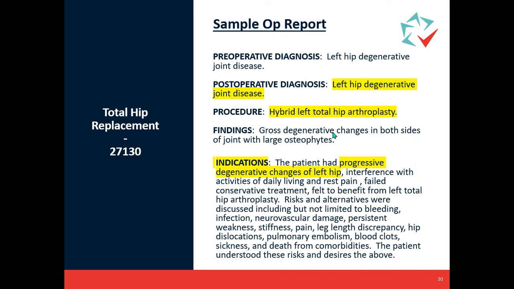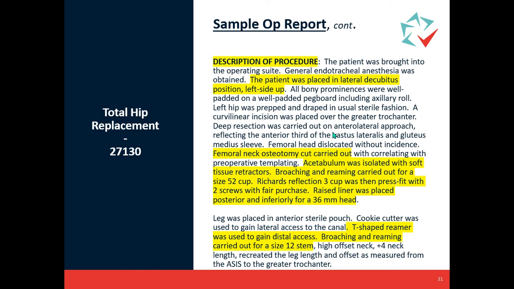I'm not going to read through the entirety of this op report. I'm just going to touch on the highlighted portions. So here we have the description of the procedure. A patient was placed in a lateral decubitus position, left side up, bony prominences well padded. Down we go to where the femoral neck osteotomy is carried out. The acetabulum is isolated with soft tissue retractors, and reaming carried out for a size 52 cup. The Richards Reflection 3 cup was then press fit with 2 screws with fair purchase.